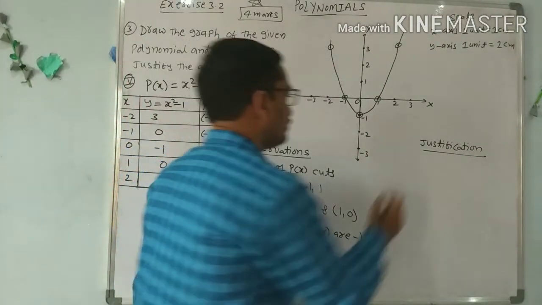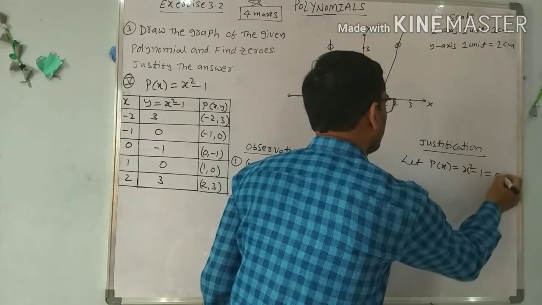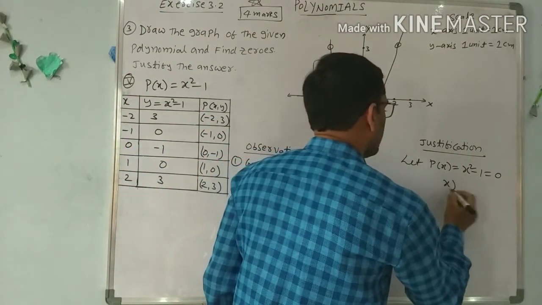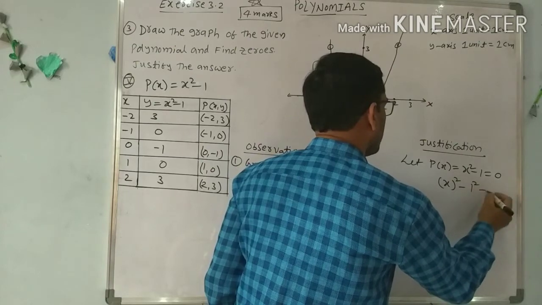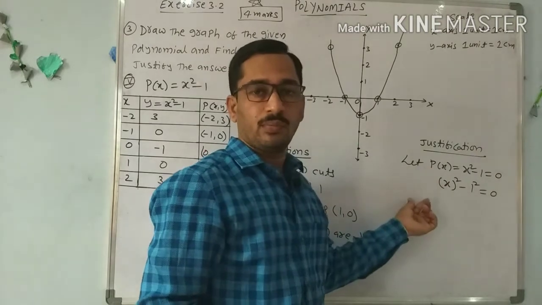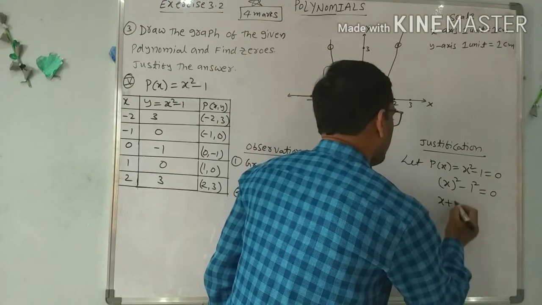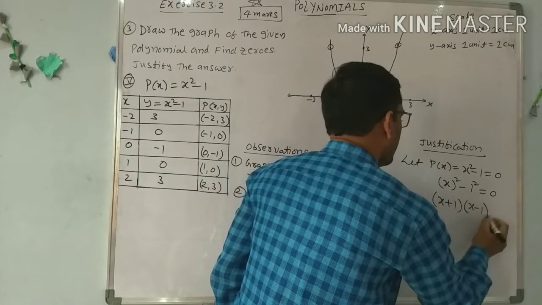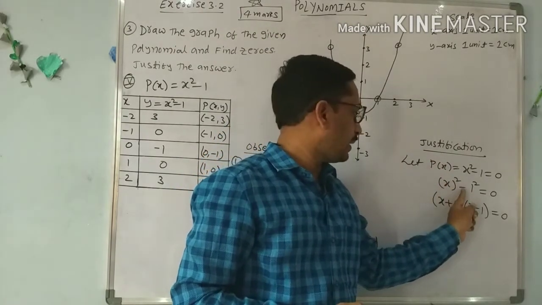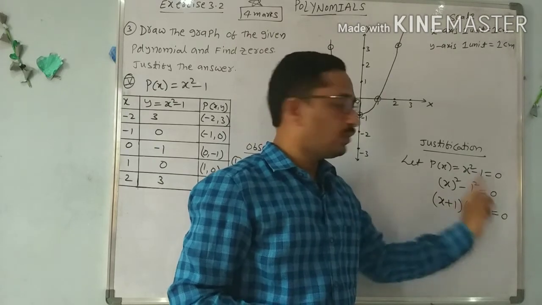Now justification, let p of x equal to x square minus 1 equal to 0. Now find out the factors. See how to find out. It is written as x square minus 1 square equal to 0. 1 is written as 1 square, value same 1. So it is in the form of a square minus b square. A square minus b square formula, a plus b into a minus b equal to 0. A value x, b value 1. A square minus b square equal to a plus b into a minus b equal to 0.